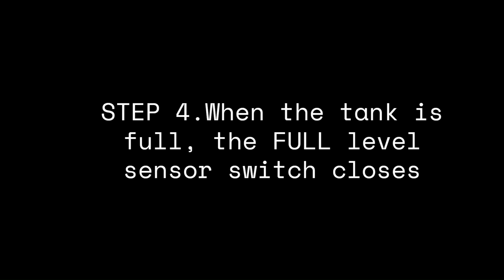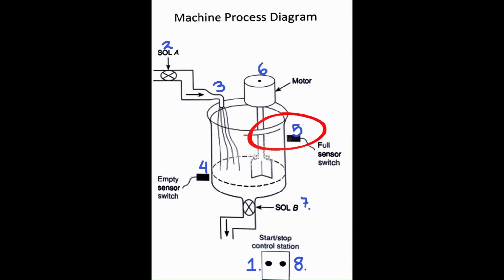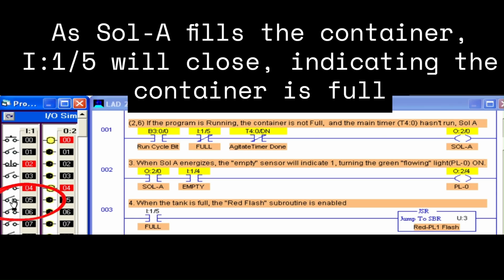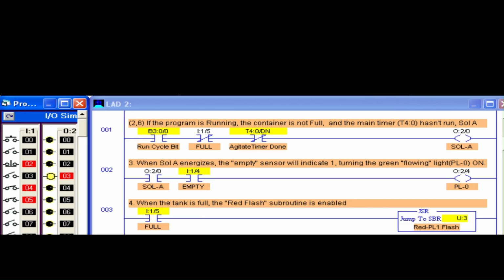Step 4. When the tank is full, the full level sensor switch closes. As solenoid A fills the container, I15 will close, indicating that the container is full.